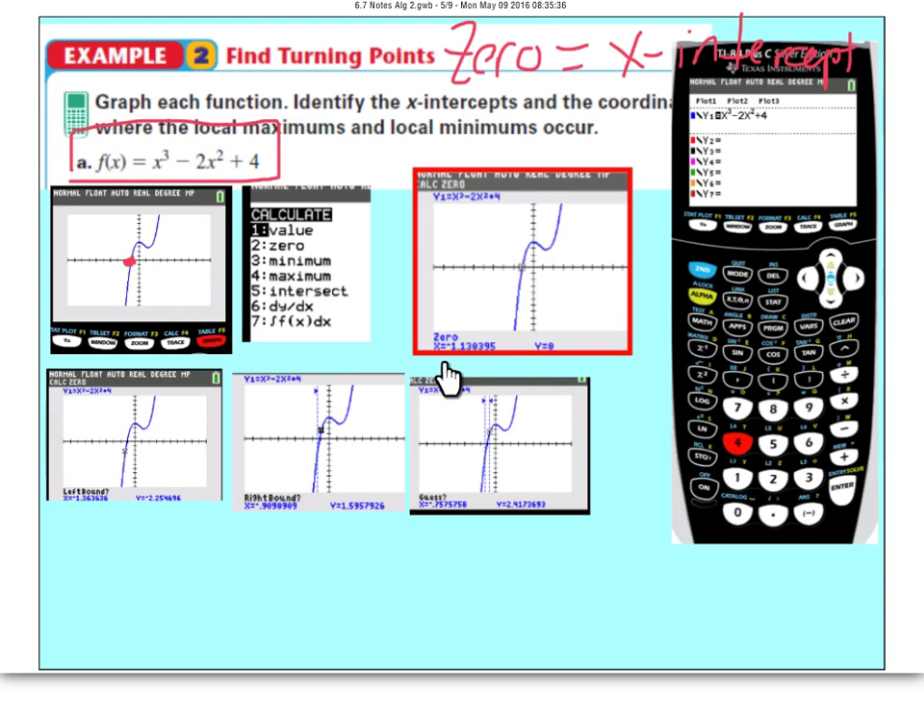Notice what it says here. The zero happens at the ordered pair negative 1.130. So that's how you can get the x-intercept by using the graphing calculator. Again, keep in mind another name for the x-intercept is the zero of the function, and you can find it with all graphing calculators.